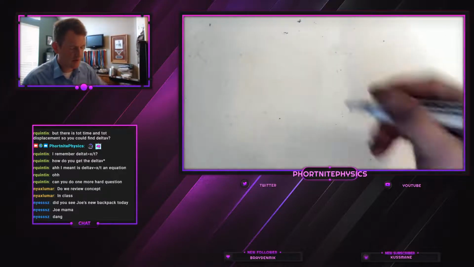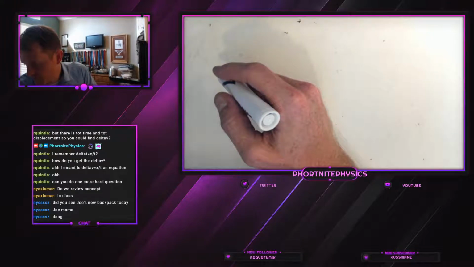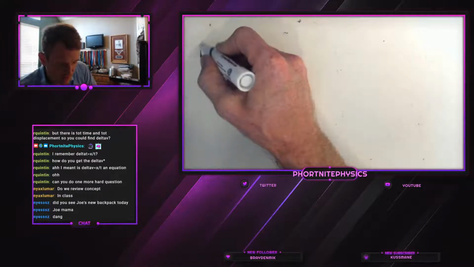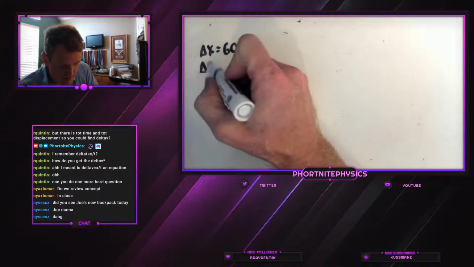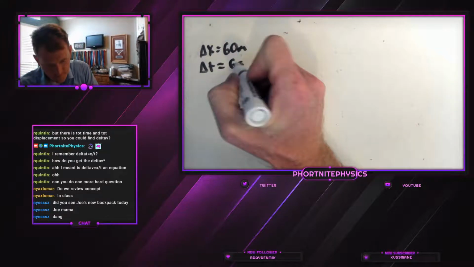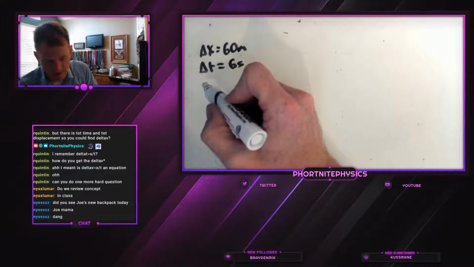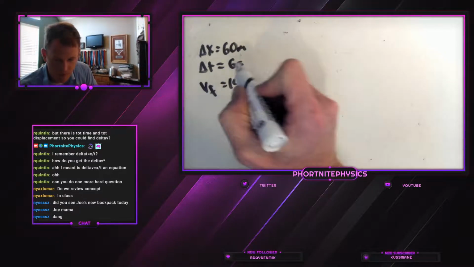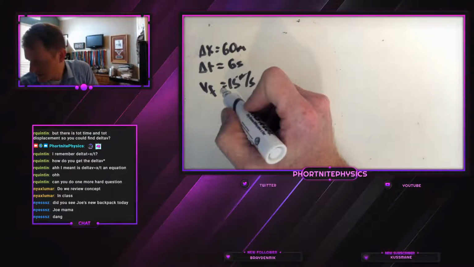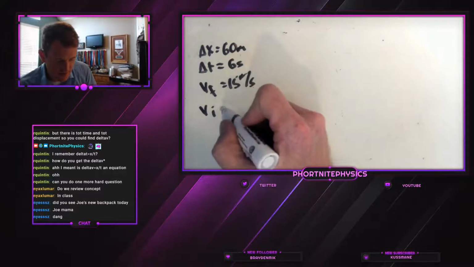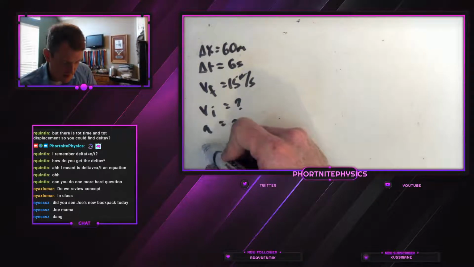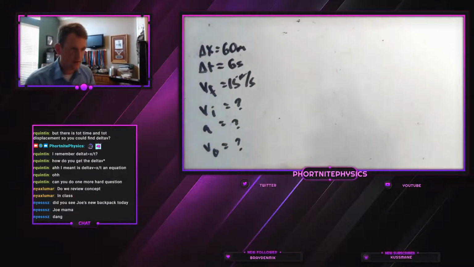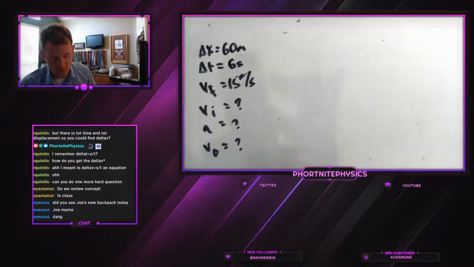All right, let's get going. Okay, so two points 60 meters apart. Delta x is 60 meters. Delta t is 6 seconds. Its speed as it passes the second point is 15 meters per second. What was its speed at the first point? What was its acceleration? And at what prior distance from the first point was the car at rest?